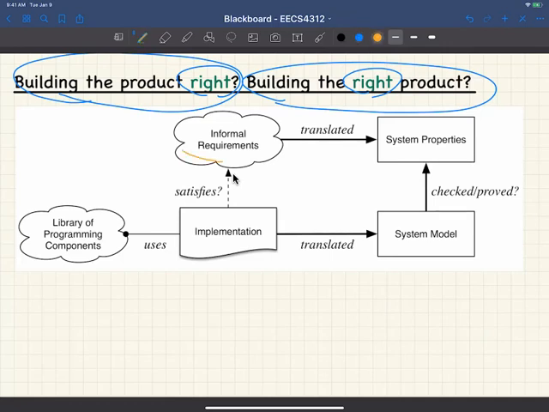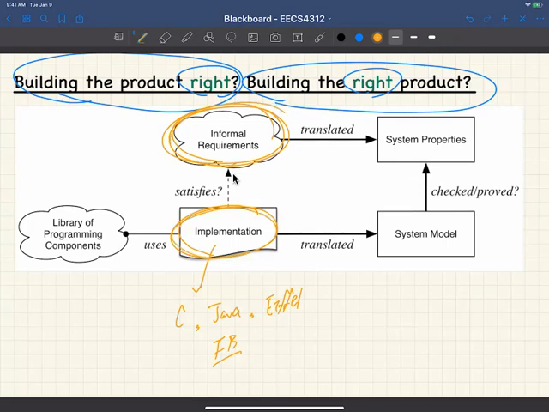This is what you typically have to deal with. You have informal requirements, might just be in natural language, and then you develop an implementation. This can be C code, Java, or IFO, which you learned about before. Or it can be, for example, a function block, which we'll talk about today. If I want to know whether my implementation satisfies the informal requirements, it's not directly applicable because they belong to different domains: one is a programming language, the other natural language.